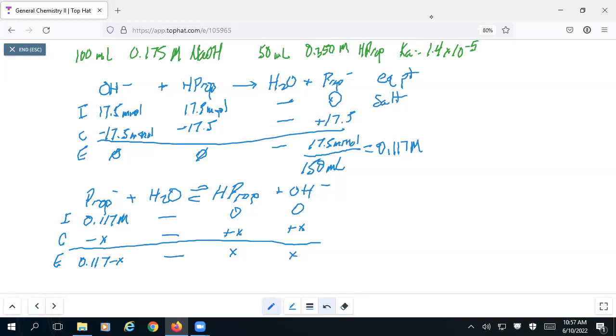Now we need to turn this Ka into a Kb. To do that, remember, we take 1 times 10 to the negative 14th divided by 1.4 times 10 to the negative 5th, the Ka. Which would give us 7.1 times 10 to the negative 10th.